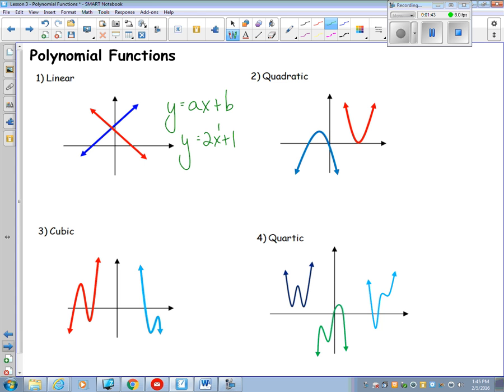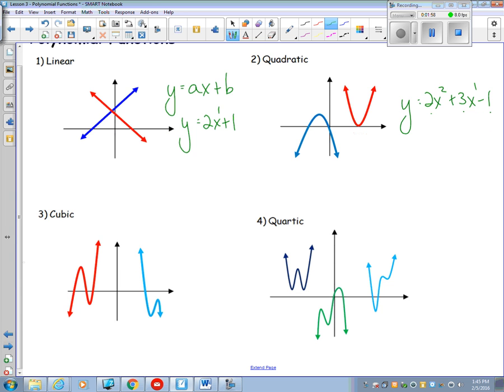So we have quadratics. You did a bunch of that in grade 11, right? So 2x squared plus 3x minus 1. And all three of these exist, they're real numbers. And we have exponents that are whole numbers, right? 2, 1, and 0. Some new ones for us this year would be cubics and quartics.